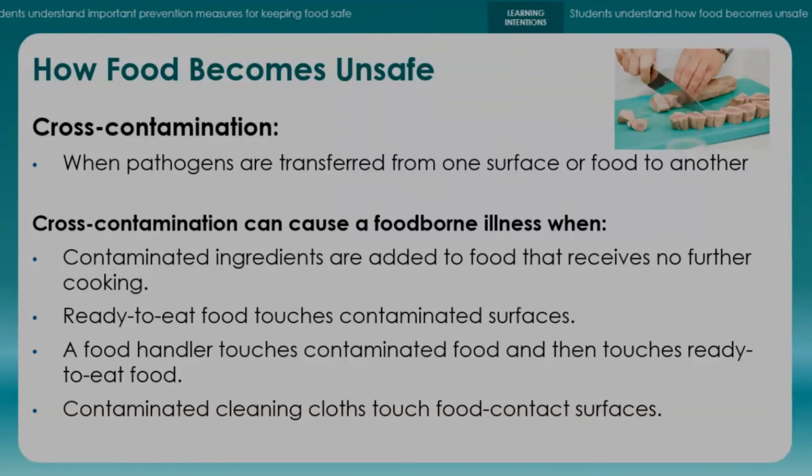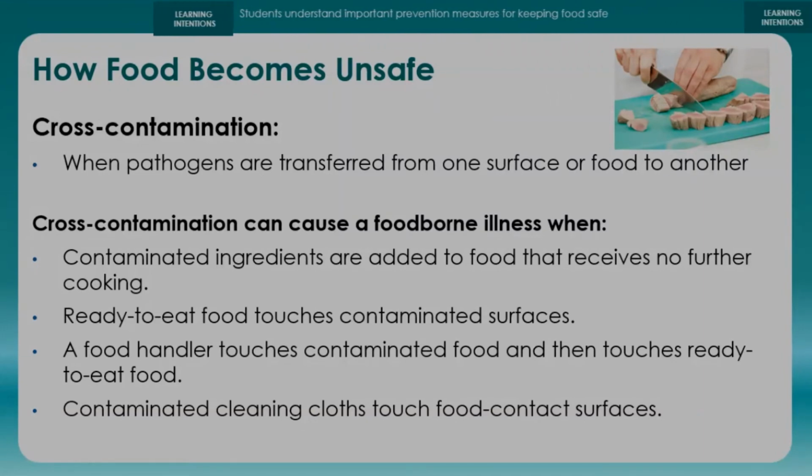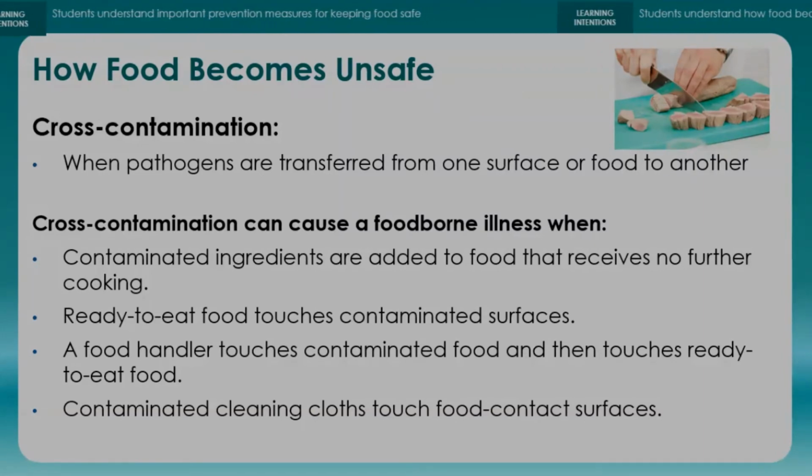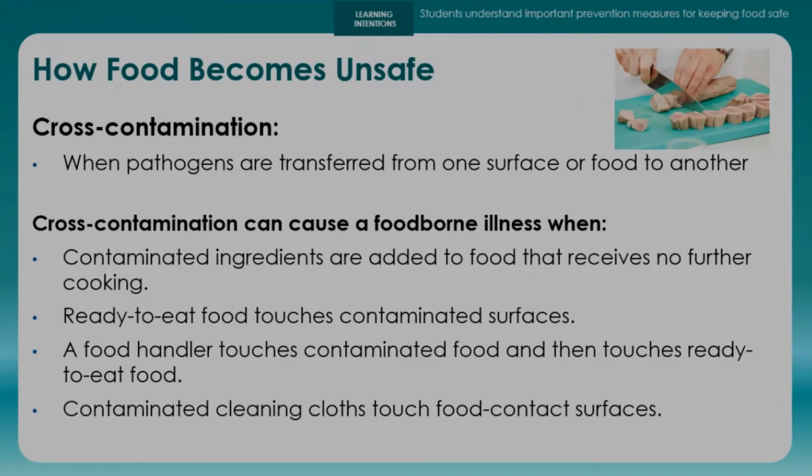Ready-to-eat food requires no further cooking. So that could be a salad or it could be a cake. Food handlers touch contaminated food and then touch ready-to-eat food that requires no further cooking. And contaminated cleaning cloths can touch food contact surfaces. So that's what cross-contamination is. You'll see the picture there is cross-contamination.